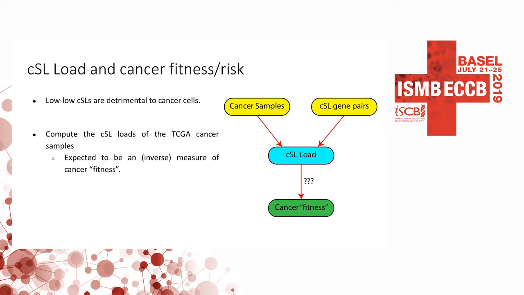So we know that low CSLs are detrimental for cancer cells because synthetic lethal pairs are bad for cancer. So a high CSL load in a cancer sample implies that there are a large number of low CSLs, and therefore we expect an inverse relationship with cancer fitness. So we can compute CSL load for each cancer sample, and we expect a negative relationship with cancer fitness.